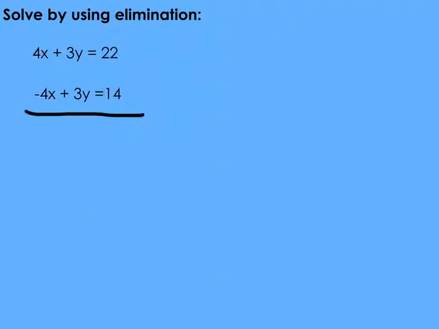Again, we're going to look and see if we can find some matching coefficients. If I match up my x's, I see I have 4 and negative 4, or if I match up my y's, I see I have positive 3 and positive 3. So it really doesn't matter if I choose to add or subtract here. I'll just choose to add. So 4x plus negative 4x will cancel. 3y plus 3y will become 6y, and 22 plus 14 will become 36. If I divide both sides by 6, y is equal to 6.